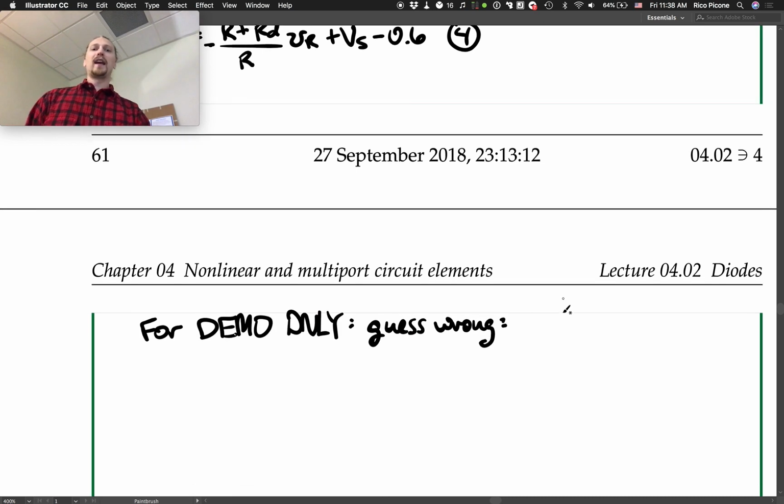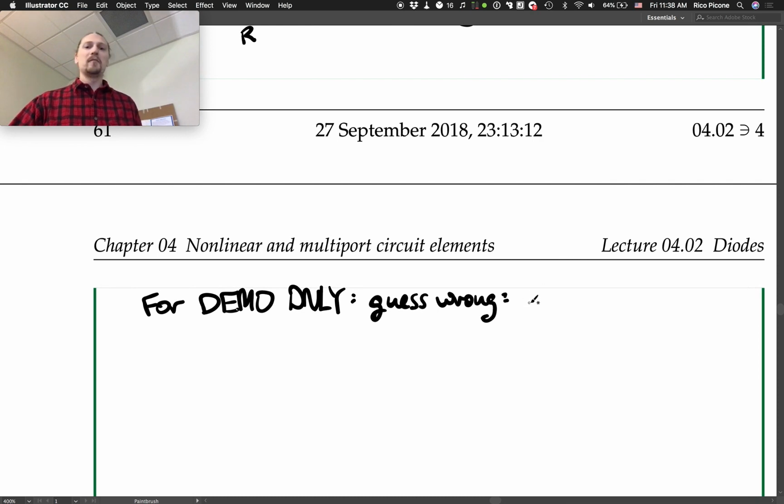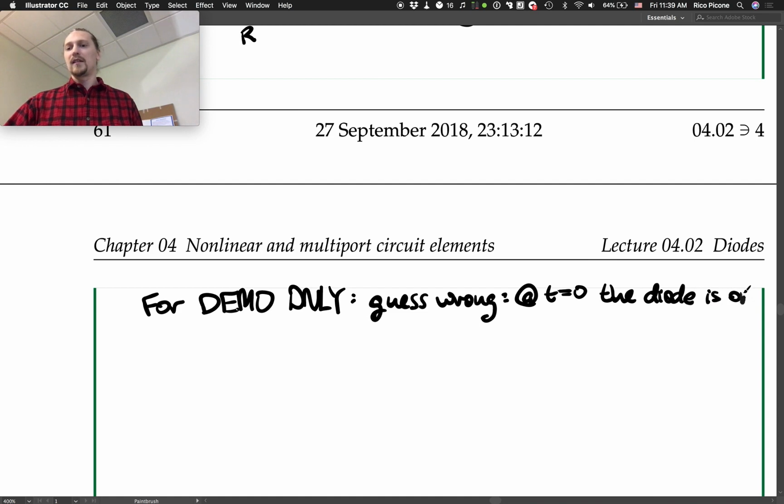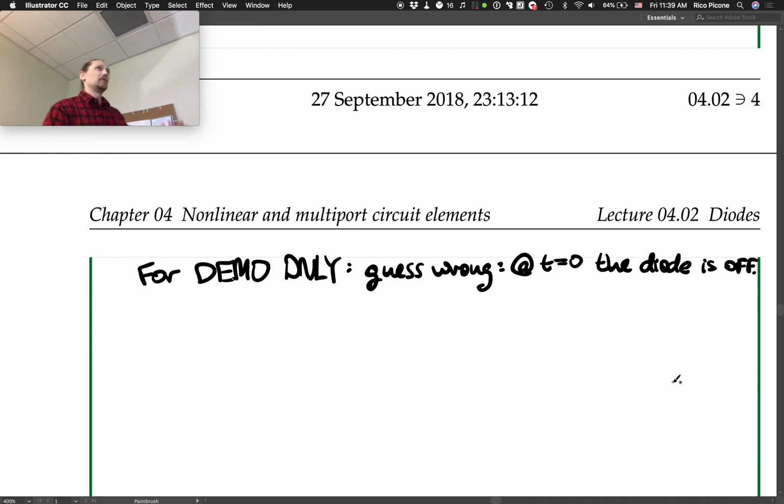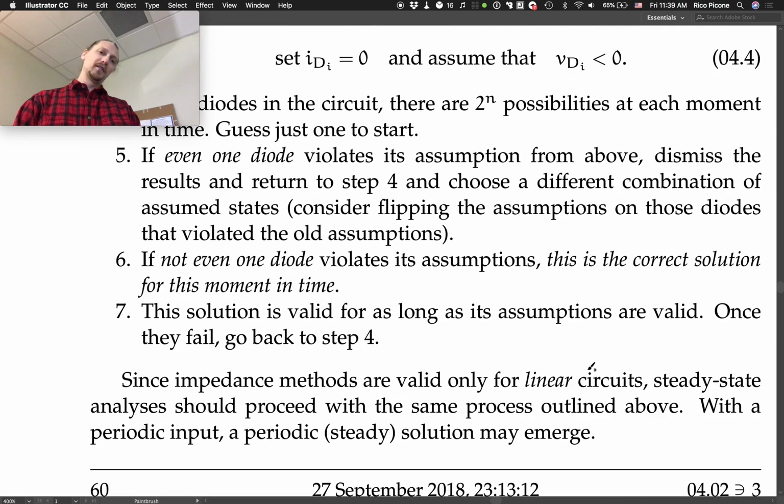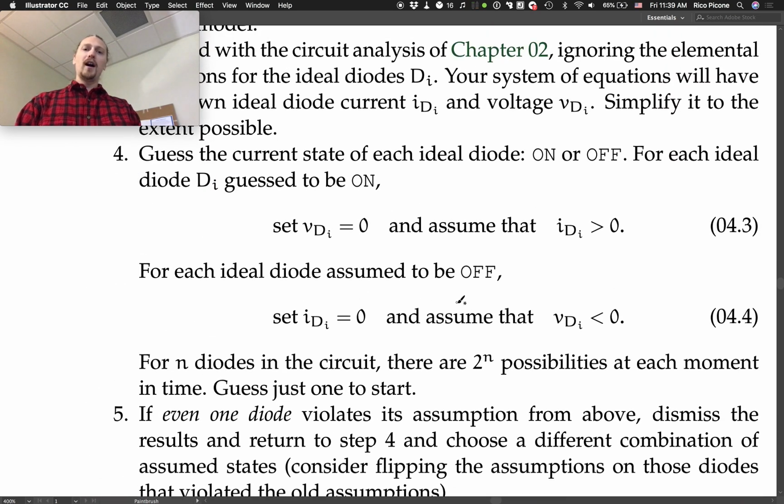Which is to say, at the initial time, so at t equals 0, we're going to guess that the diode is off. So let's see what the implications are of that. If the diode is off, you can go back up to the procedure that I laid out. That's this case, and we need to set the current of the diode equal to 0.